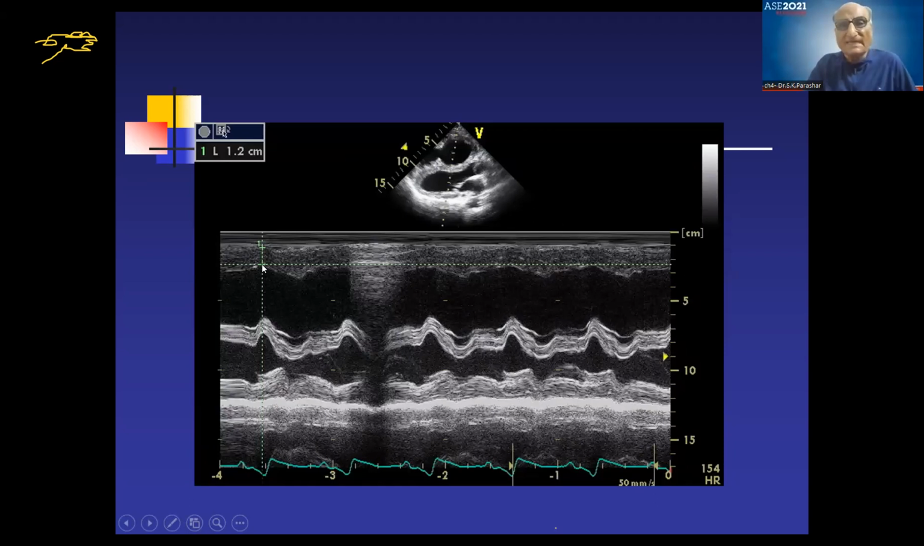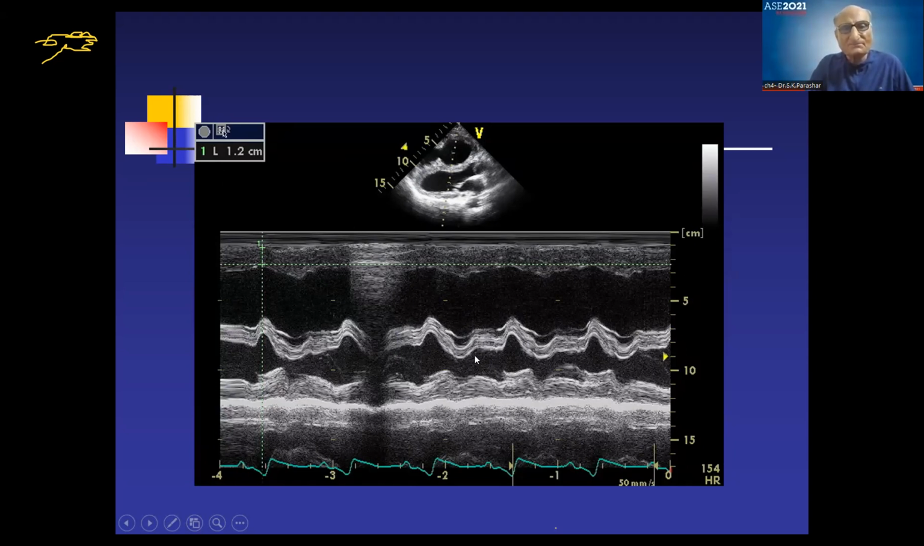Now, the same patient on an M mode echo, you see the IVS is about 12 millimeters, the RV. Always measure in diastole, never measure in systole. In diastole, the RV is about 12 millimeters, when the normal is less than 5 millimeters. So whatever you see in 2D is reflected in the M mode. RV is enlarged here also.